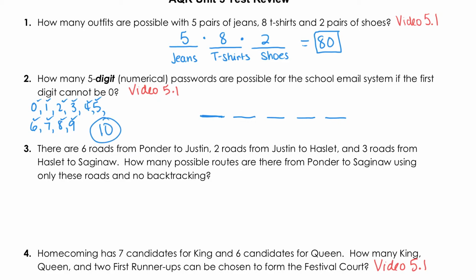Now the first one cannot be a 0, so in this first spot we only have 9 numbers to choose from. But then we can have 10 for all of the others. It doesn't tell me that there's a number that cannot repeat. So if you multiply all those together, you're going to get 90,000.